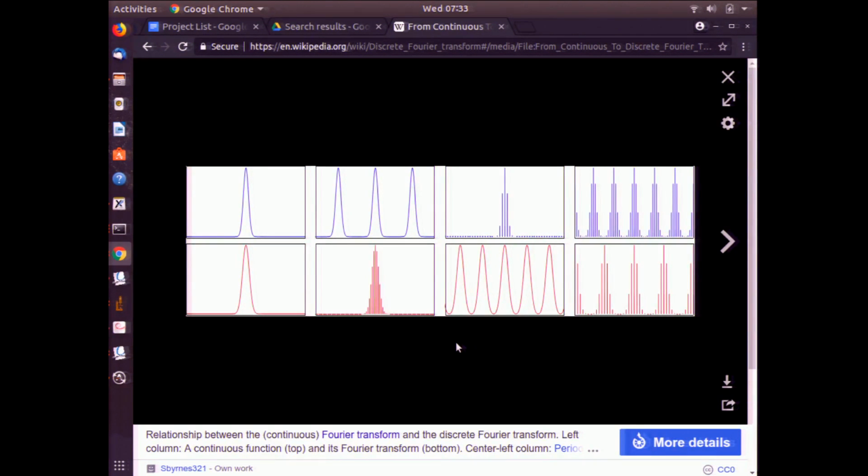So what's happening here? How do you go from here to this?